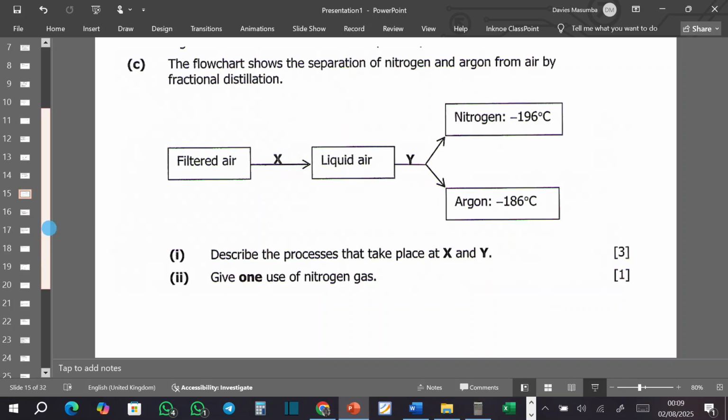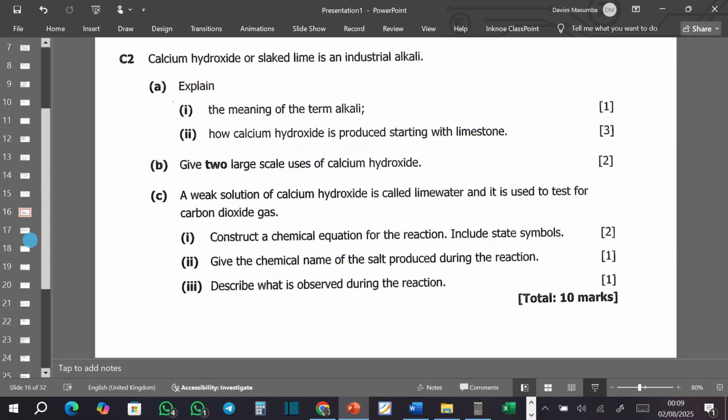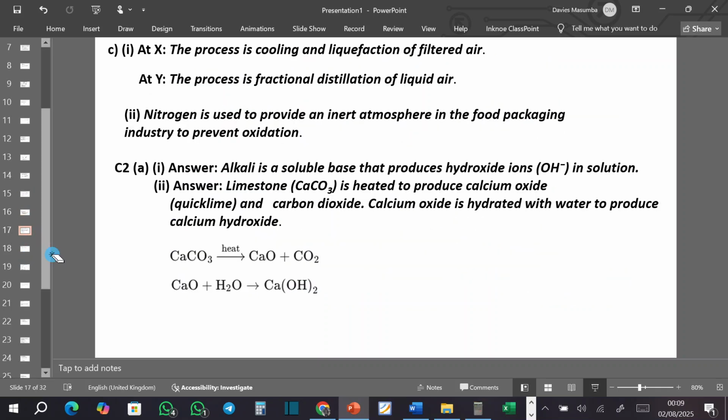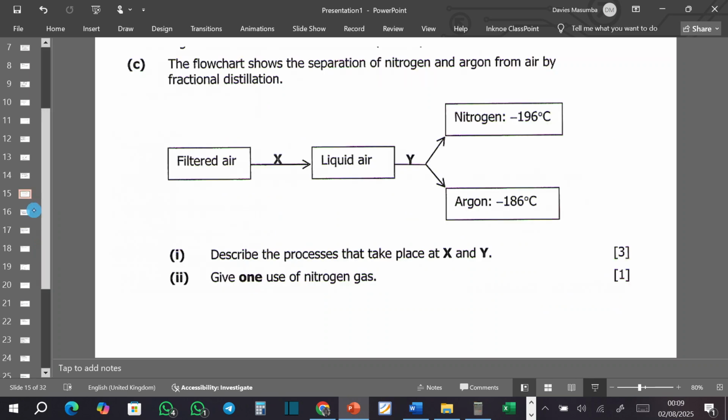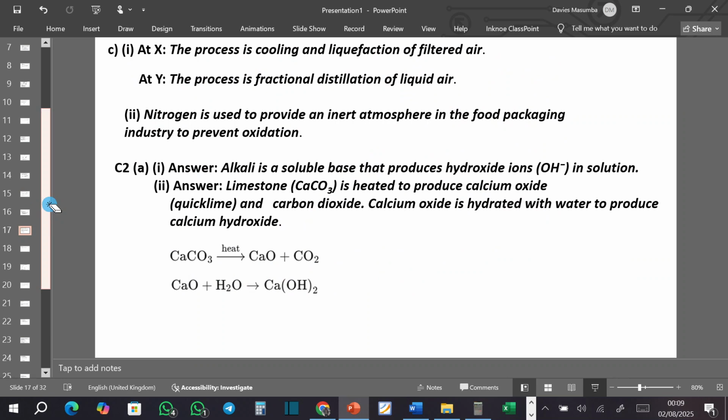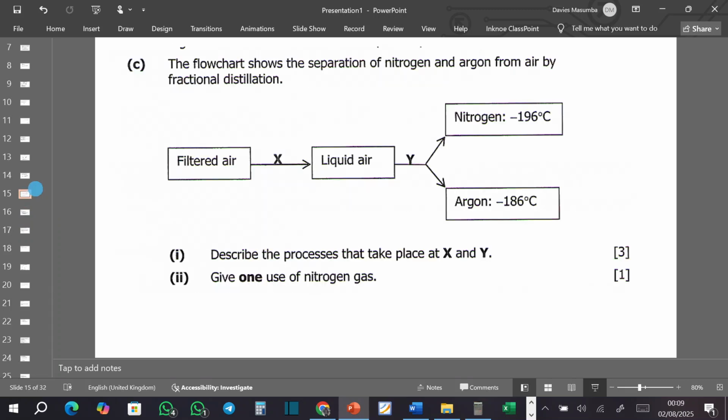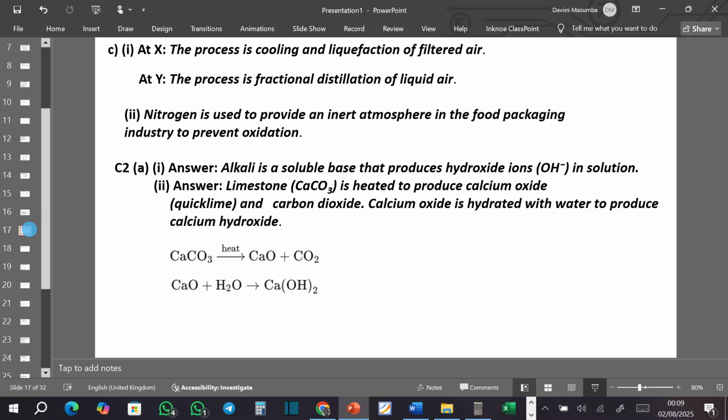So in answering, we do answer this. Process X, we are saying the process is cooling and liquefaction of filtered air. Then process Y, the process is fractional distillation of liquid air. Then give one use of nitrogen, and we are saying that nitrogen is used to provide an inert atmosphere in the food packaging industry to prevent oxidation.